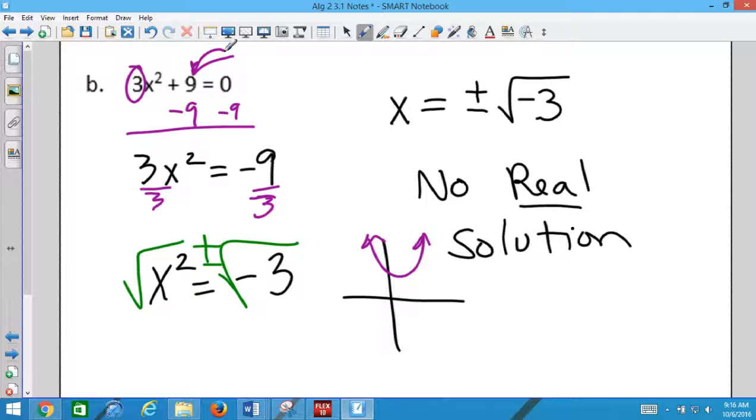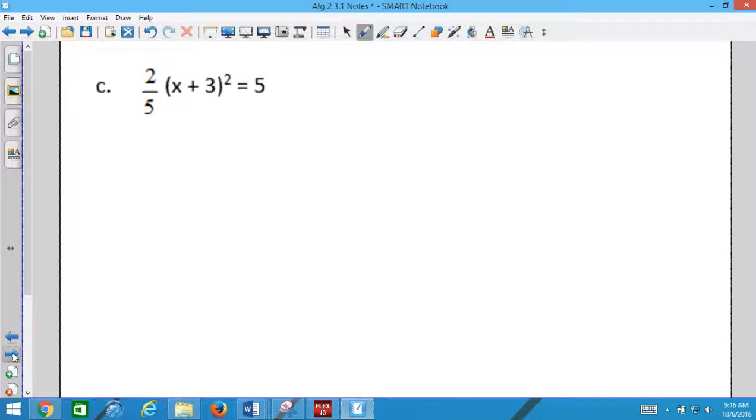Don't worry, in our next section you'll learn what to do when we don't have real solutions. They're imaginary. Well, we'll save that for next class.